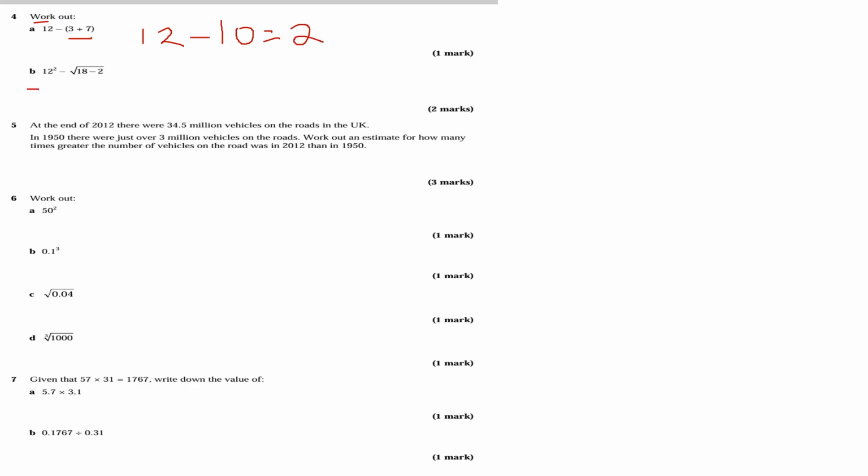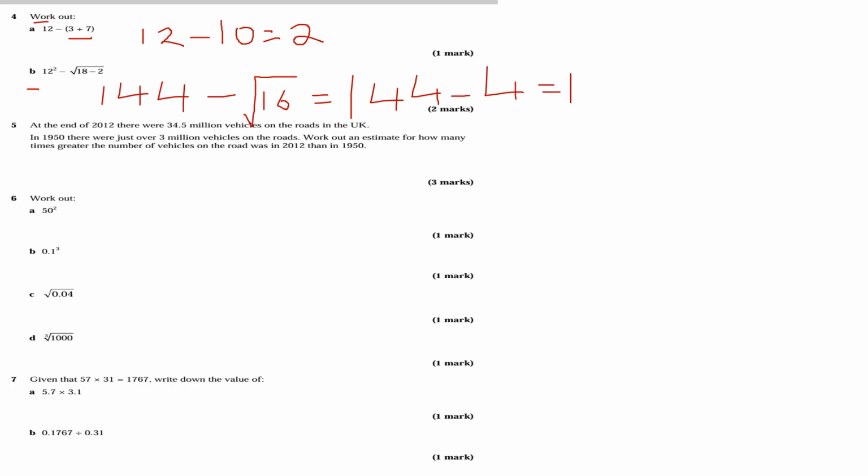Part B, 12 squared minus the square root of (18 minus 2). Again, I can do these in any order. 12 squared is 12 times 12, that'll be 144. 18 minus 2 will be 16. The square root of 16, guys, is equal to 4 because 4 times 4 is 16. 144 take away 4 is 140.